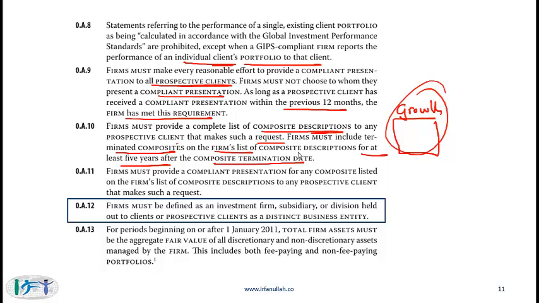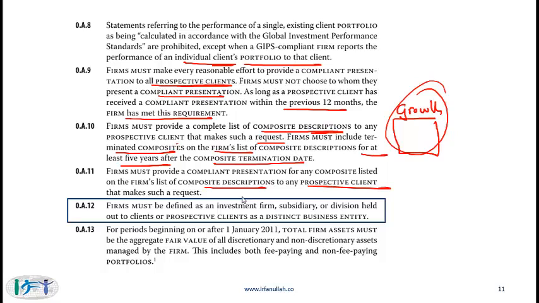Also, even if a composite has been discontinued, the numbers still need to be reported as long as the composite was discontinued over the last 5 years. This clause is there to deal with the survivorship bias issue that we have also talked about. Firms must provide a compliant presentation for any composite listed on the firm's list of composite descriptions to any prospective client that makes such a request.